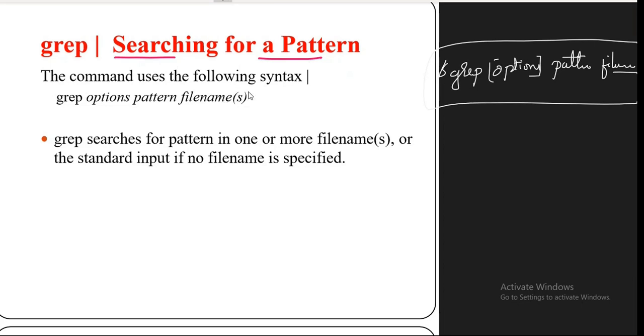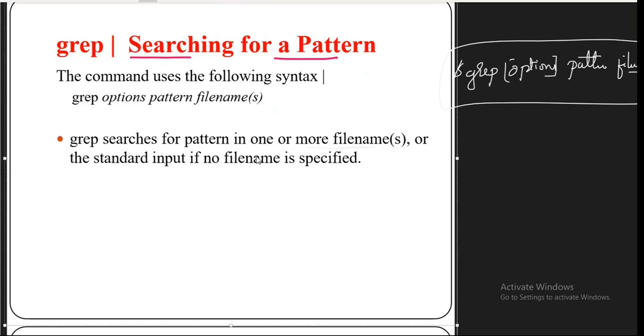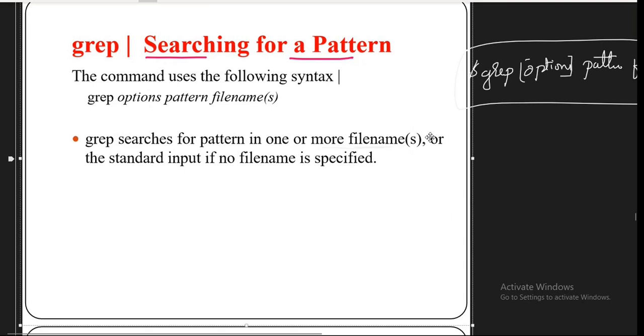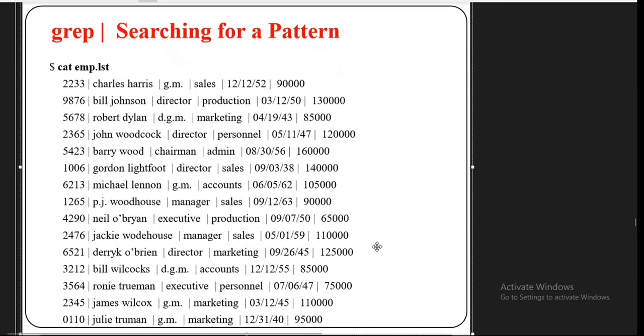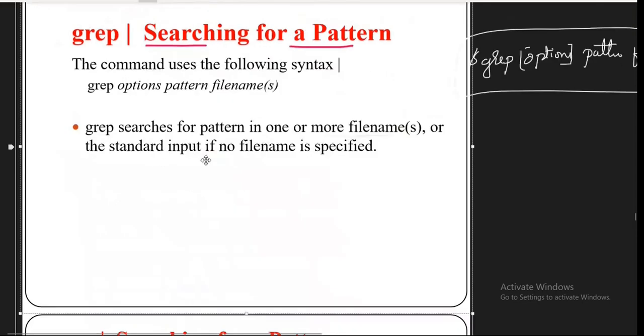Grep is mainly used for searching a pattern in the given file. Normally we'll give the file name. It can be a single file or it can be more than one file. It can have more than one file names. If you don't want to specify the file name, then it gets the input from standard input.